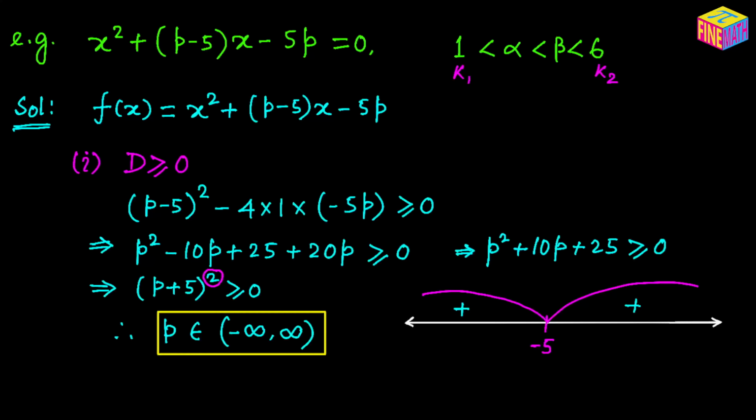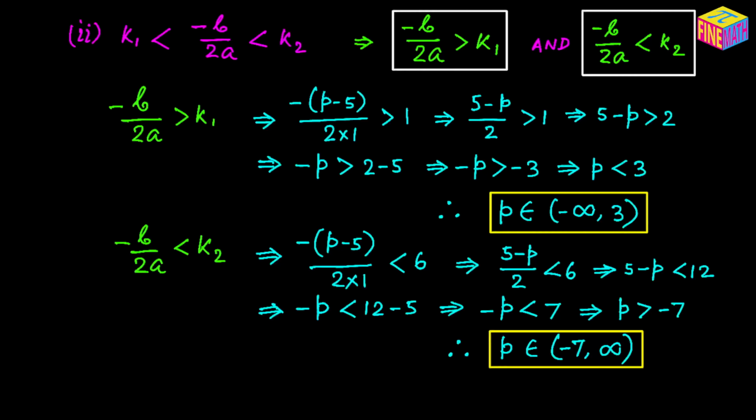Now let's try to solve the second condition. Our second condition is actually two separate conditions. It's a combination of two conditions. What are those two conditions? Well, the x coordinate of the vertex, which is negative b over 2a, has to be greater than k sub 1, and also it has to be less than k sub 2. So those are the two conditions, right? And when we solve those two inequalities, we see that the value of p would be in the range of negative infinity to positive 3, and the second condition gives us the values of p from negative 7 through positive infinity. So far we have obtained three sets of solutions for the values of p, right?